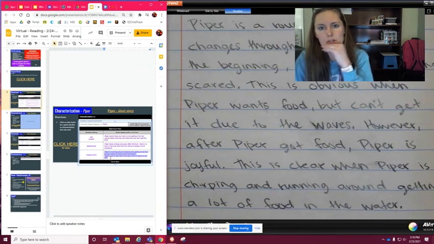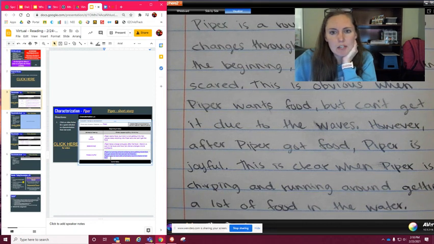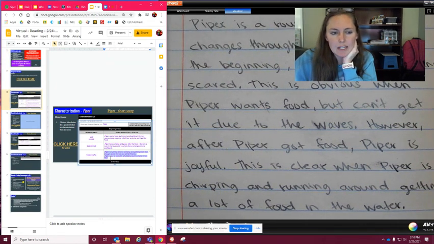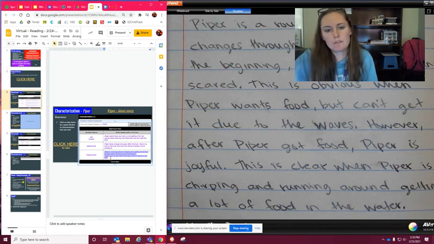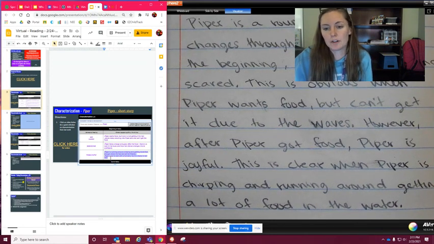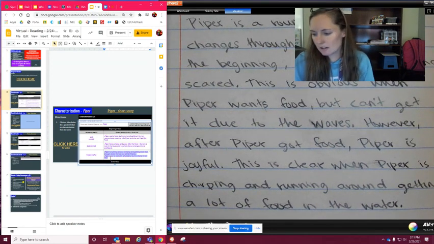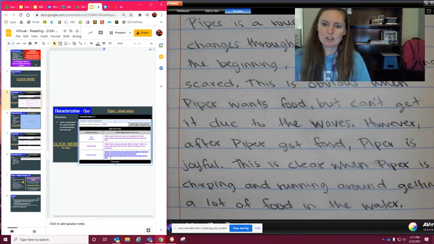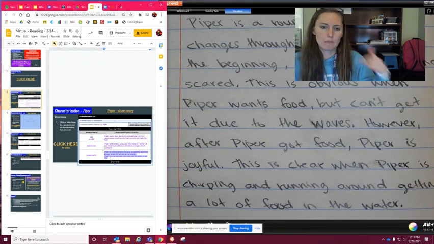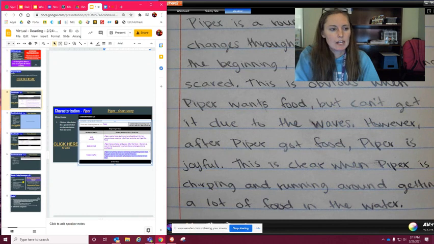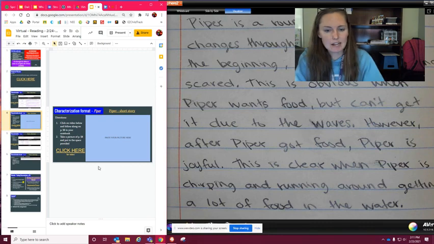Piper is a round character who changes throughout the story. At the beginning, Piper is sad and scared. This is obvious when Piper wants food, but can't get it due to the waves. However, after Piper got food, Piper is joyful. This is clear when Piper is chirping and running around getting a lot of food in the water. All right, so make sure you have that written on page 58. But again, that should show you the progression on how Piper changed throughout the story. And I use this table to help me fill that in. All right, take a picture of this. Make sure to put it on this slide and you're good to go.